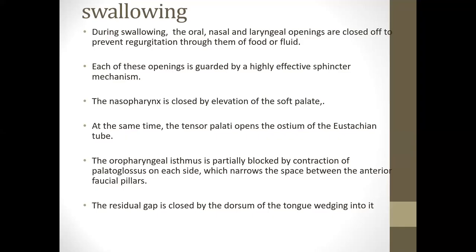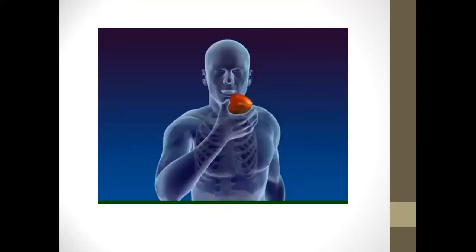We should also note that the larynx, as we shall see, is closed off by the epiglottis, and the vocal cords and vestibular folds are guarding it when a person is swallowing. That's why it's not advised to eat and talk at the same time. This is a short video to show you swallowing.